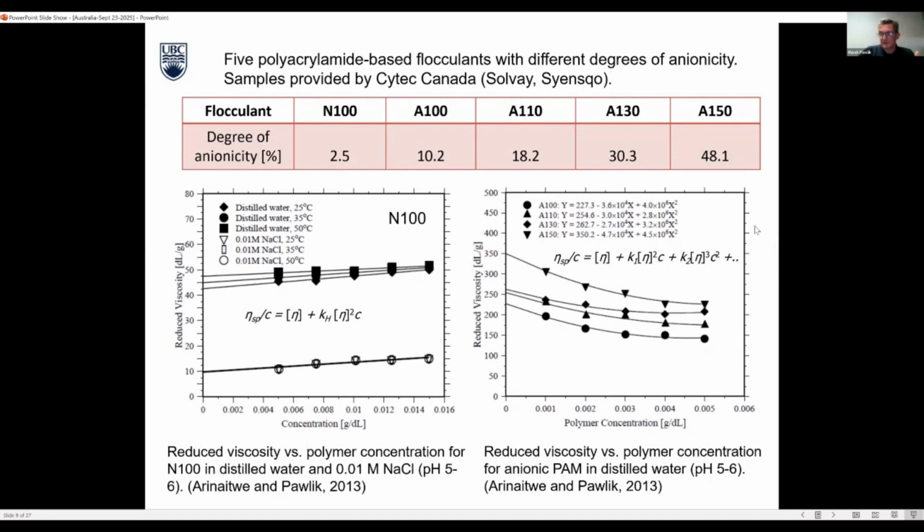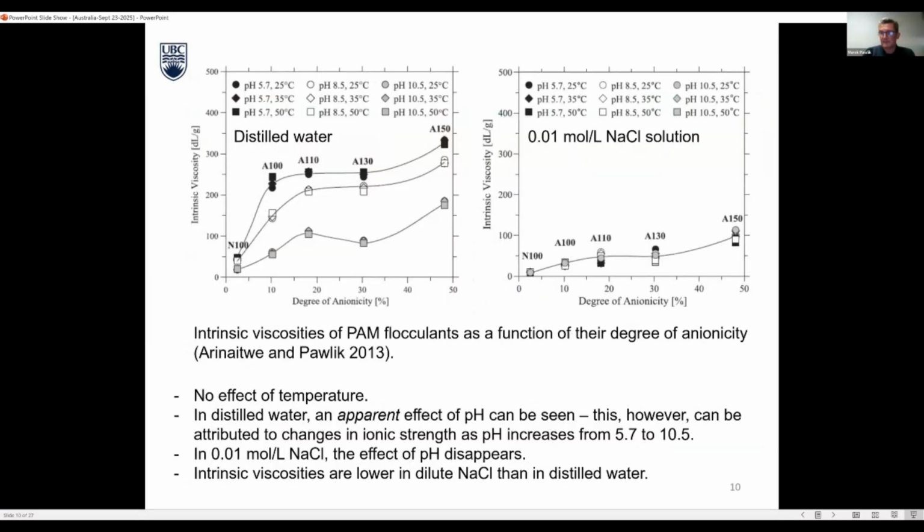You can probably appreciate that you can do this for all sorts of conditions. You can do it as a function of temperature, pH, ionic strength, and so on. And you can look at all sorts of trends as a function of the degree of anionicity of these polymers. So that's a summary of all the data. On the left, we have intrinsic viscosities of these 5 flocculants in different pH values, different temperatures in distilled water.